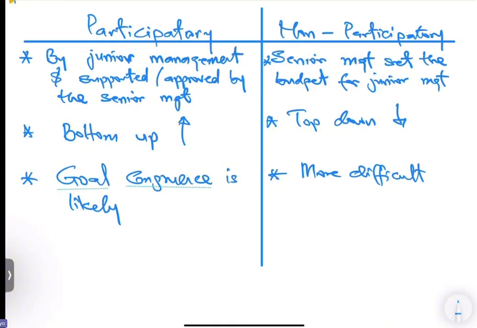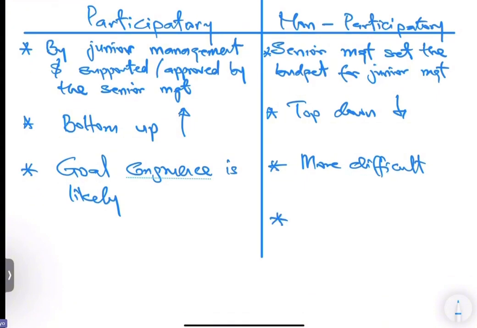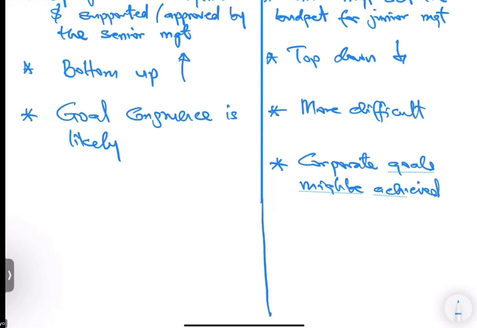However, what you might get with the top-down approach, because remember, it's coming from the senior management, is the fact that the corporate goals definitely will be focused on. So corporate goals might be achieved. But here, it might not, because depending on how efficient, how effective, how professional those junior managers are, they might not focus on what is crucial for the company.